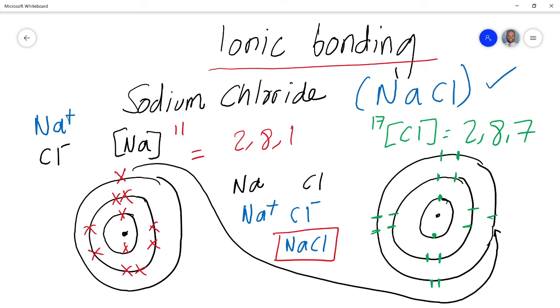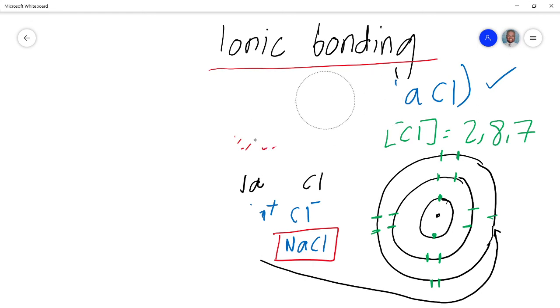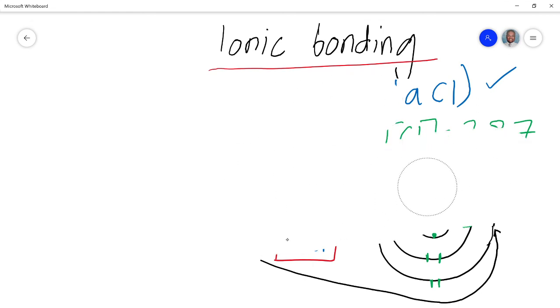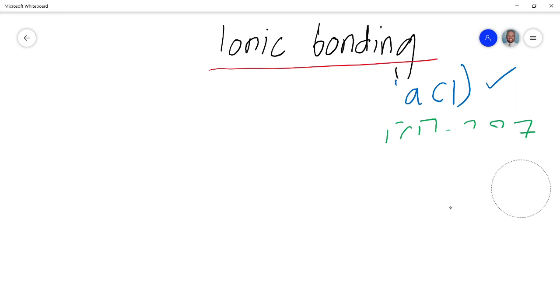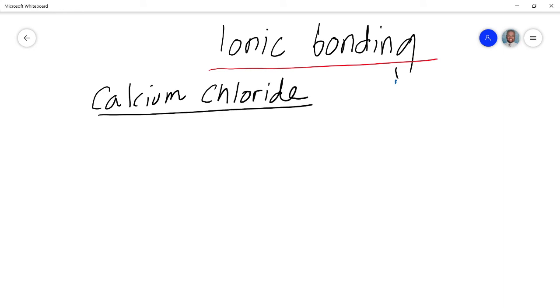Let's look at another example, say calcium chloride. We're going to do exactly the same here, so I'm just going to rub this out. With calcium chloride, you need to understand where calcium is. Calcium's in group 2 of the periodic table, so it has 2 electrons in its last shell. If you look at calcium chloride, we know very well the formula is CaCl2.